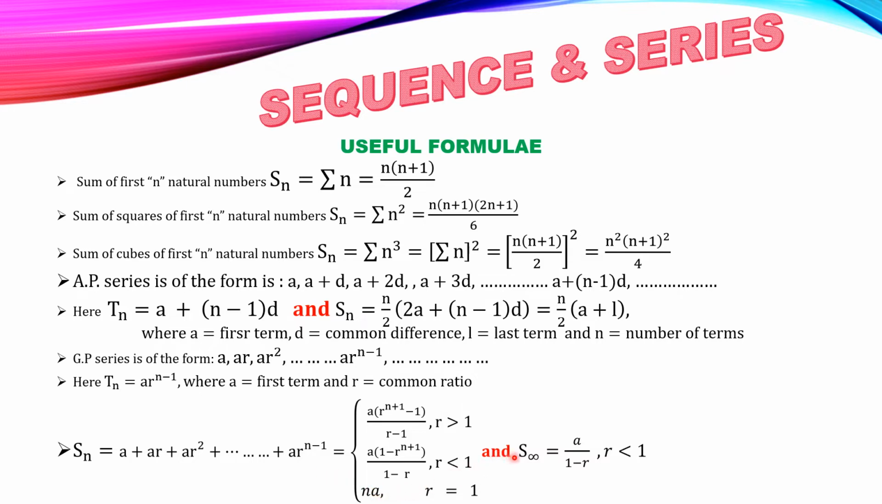Similarly, the sum of infinite terms is denoted by a by 1 minus r. Here r is always less than 1 in magnitude. Now these are very important formulas from this chapter. Next we go to the problems.